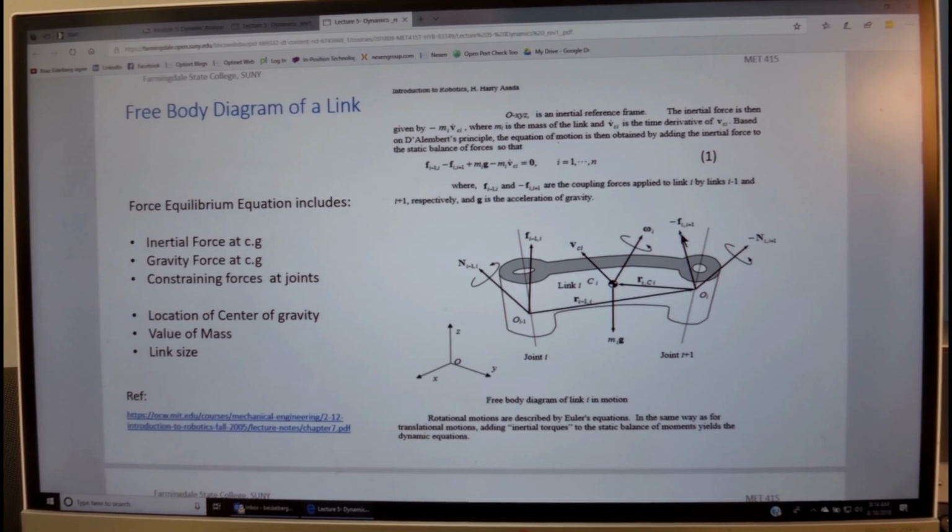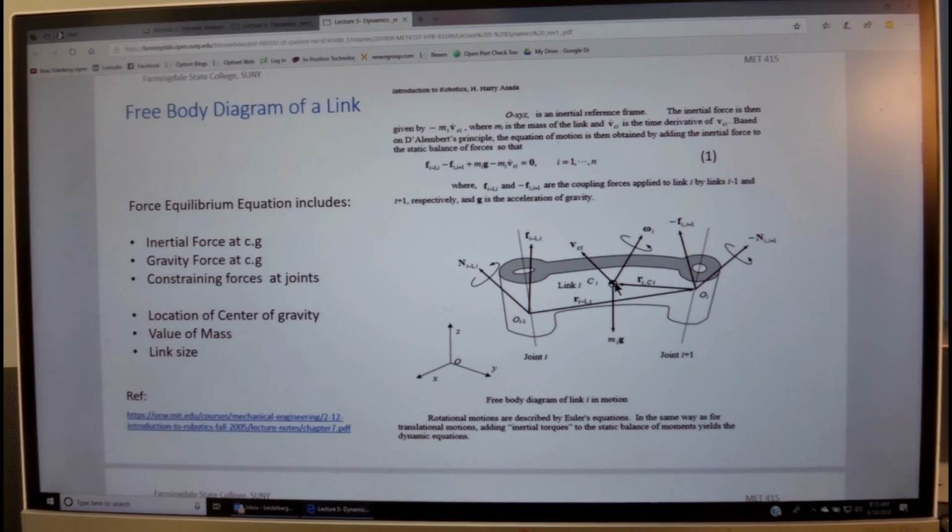Similarly, we have the force that the next link, i plus 1, is acting on link i, which is equal and opposite to the force that this link is acting on the next link. That's why it's minus F i, i plus 1. Then what we have over here is the force of gravity. We have the gravitational direction and the mass. And we also have a moment of inertia, which is expressed in the body fixed coordinate system, and it will be changing with respect to the inertial frame. We'll see its effect in a few minutes.